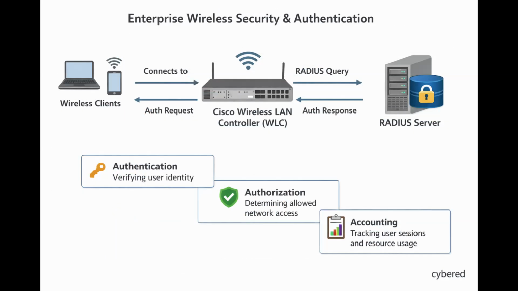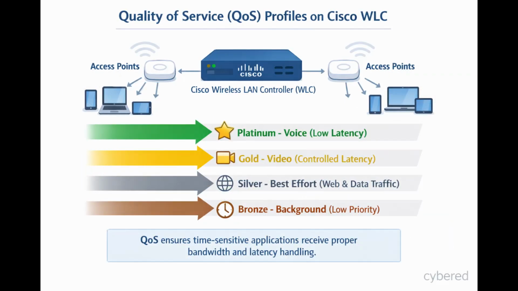For enterprise authentication, the WLC integrates with RADIUS servers to provide centralized authentication, authorization, and accounting. This removes the need for local user accounts on APs and simplifies user management. Cisco WLCs support quality of service profiles. You have Platinum, Gold, Silver, and Bronze. Quality of service ensures critical applications receive priority over less time-sensitive traffic.